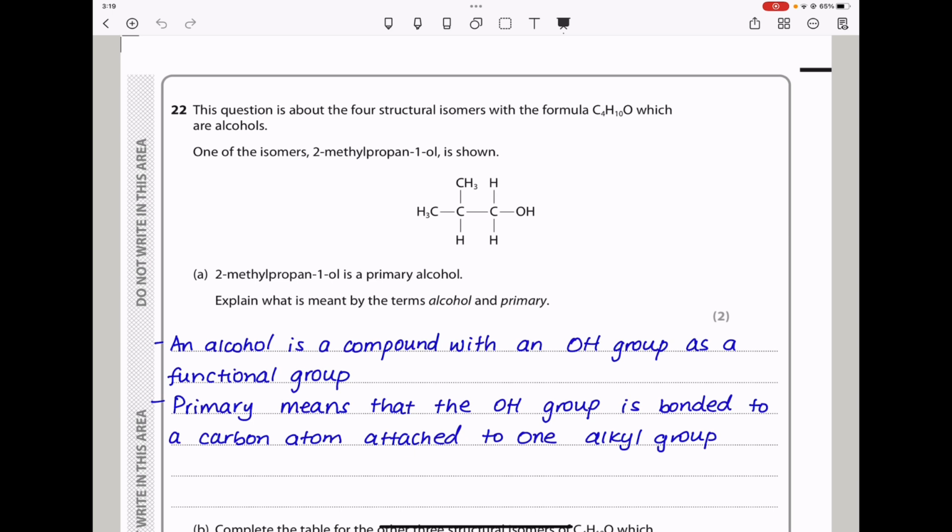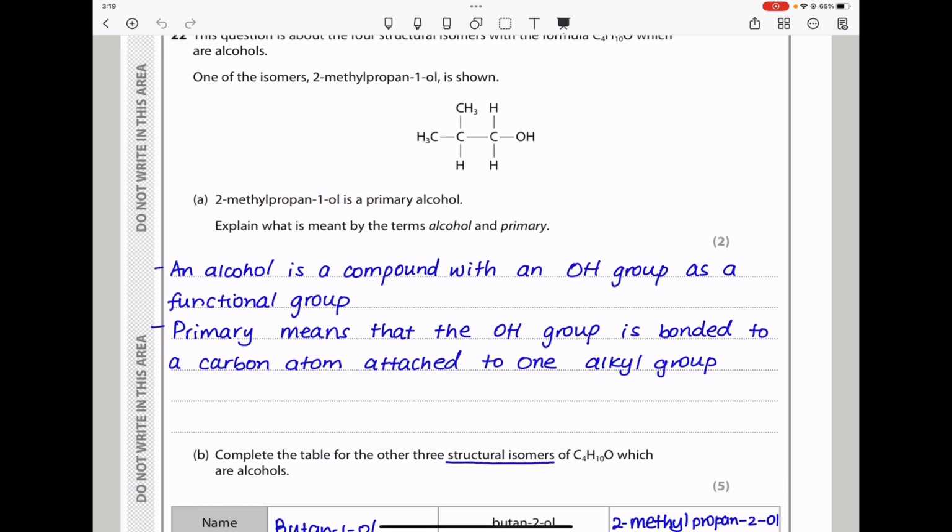Question 22. This question is about the four structural isomers with the formula C₄H₁₀O, which are alcohols. One of the isomers, 2-methylpropan-1-ol, is shown. They say 2-methylpropan-1-ol is a primary alcohol. Explain what is meant by the terms alcohol and primary. An alcohol is a compound that has an OH group as a functional group, and primary means that the OH group is bonded to the carbon that is attached to one alkyl group.